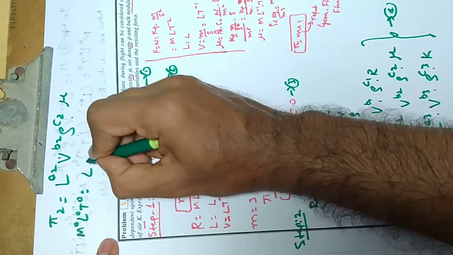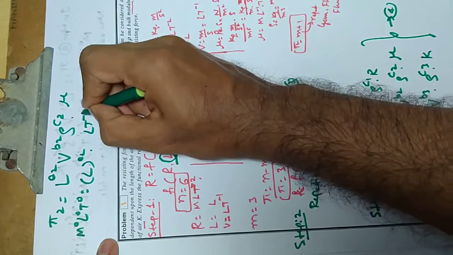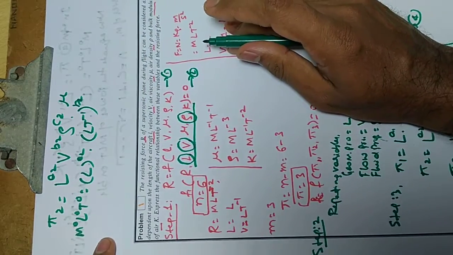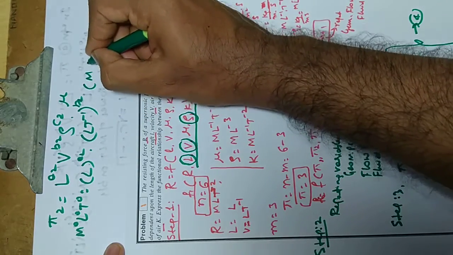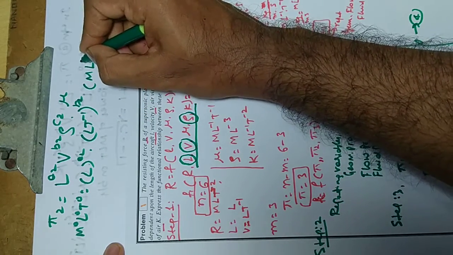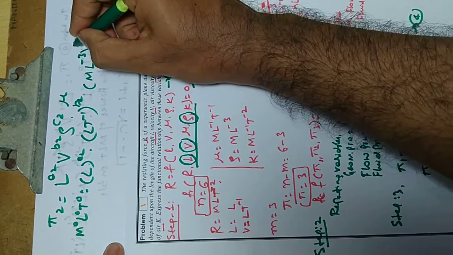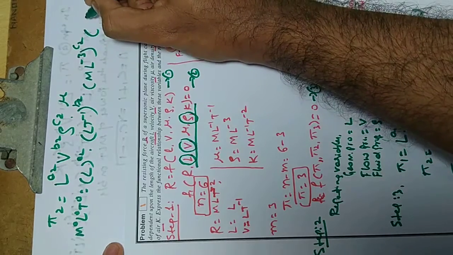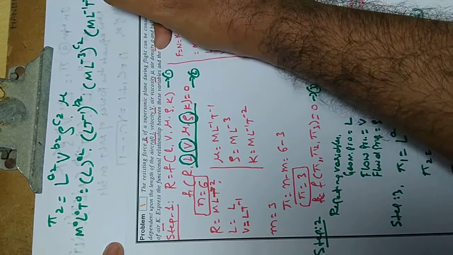L means L to the power of A2, into V is Lt minus 1 to the power of B2. Rho is mass per meter cube, to the power of C2. Mu is what? Mu here is m L minus 1 t minus 1.